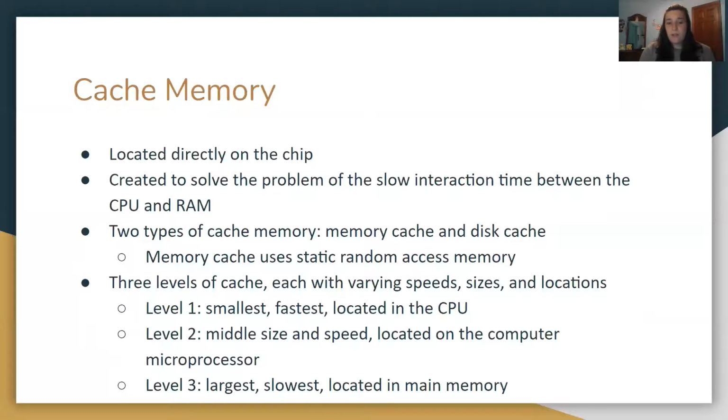There's also 3 levels. Level 1 is the smallest, fastest, and it's located in the CPU. Level 2 is medium size and speed, and it's located on the computer microprocessor. And level 3 is the largest, slowest, and it's located in main memory. Levels 1 and 2 are used individually by certain processes, but all processes and cores will share level 3. There's only one level 3 cache in each system.